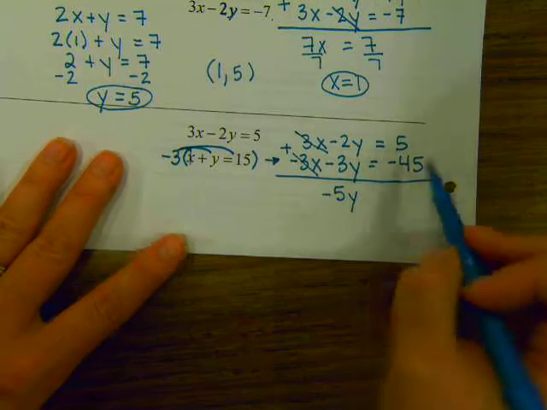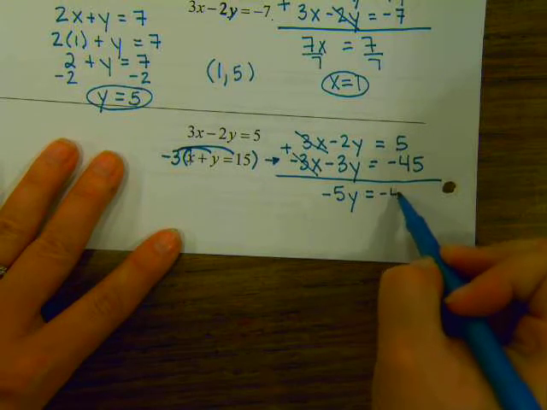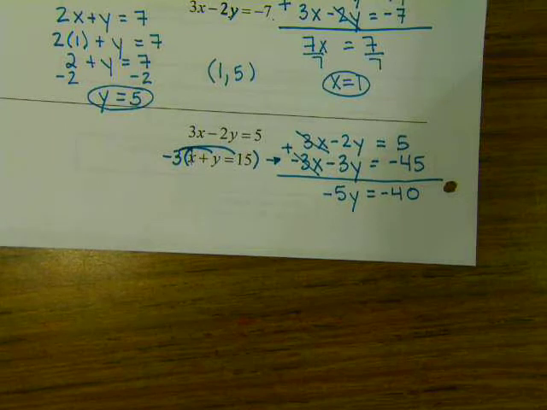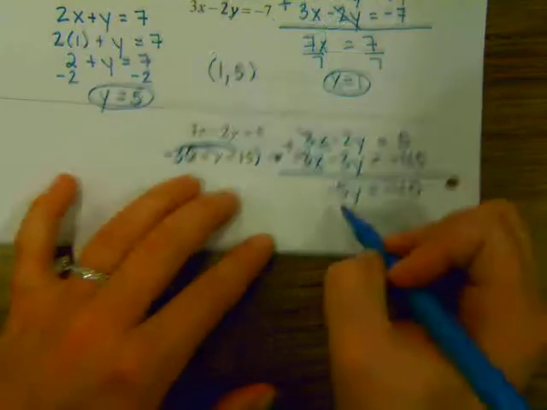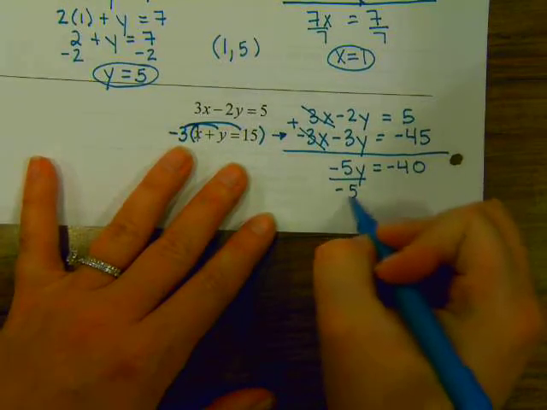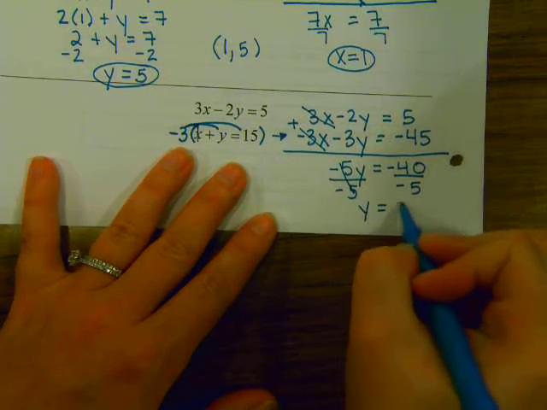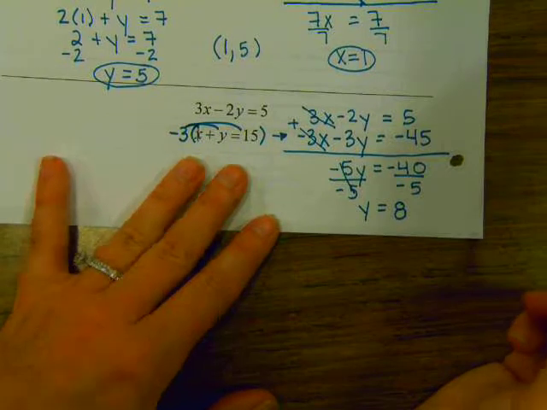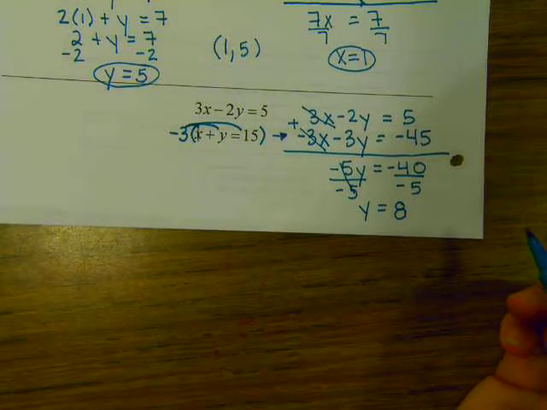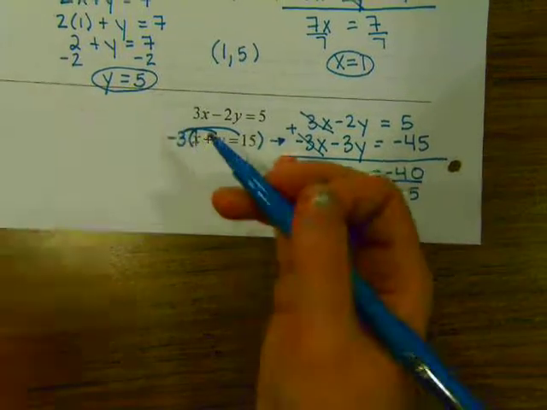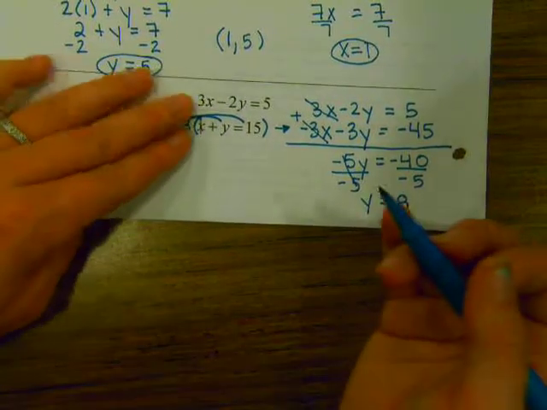5 plus negative 45 is negative 40. So all you have to do, don't add 5 over. The opposite of multiplying by negative 5 is dividing by negative 5. So y equals 8. Now again, this is only part of your answer. You have to get an x and a y. So go back to your original 2, okay, here and here. Decide which one you want to plug it into.